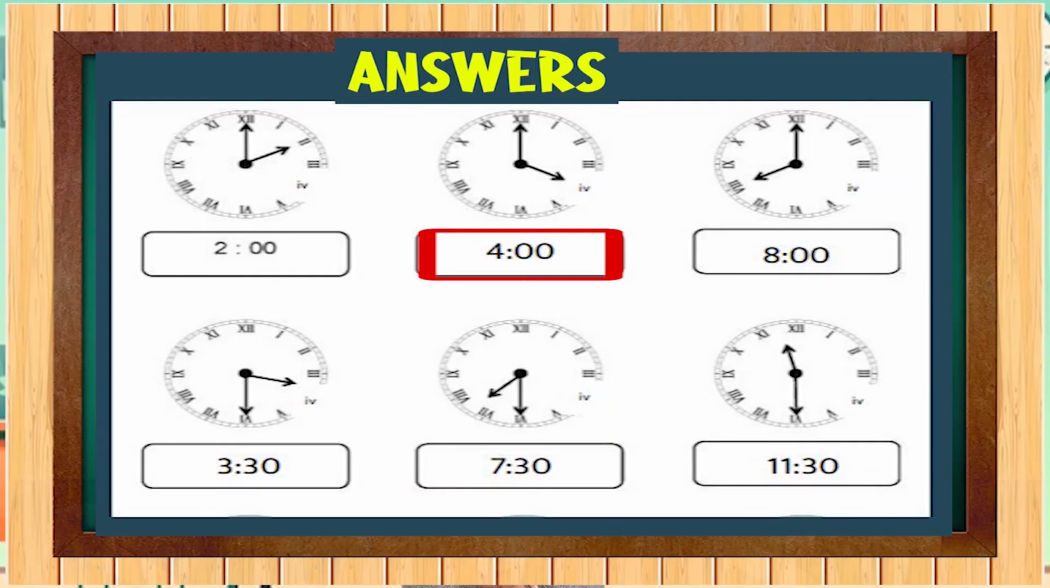Answers. The second image, of course, is 4 o'clock, while the third clock represents 8 o'clock. The fourth clock is 3:30, the fifth clock is 7:30, and the sixth clock is 11:30. I hope you got all correct.